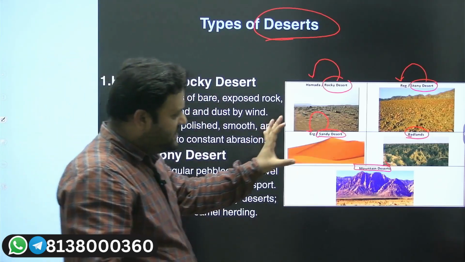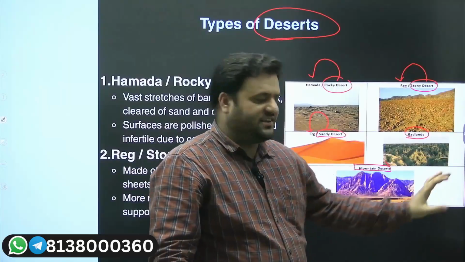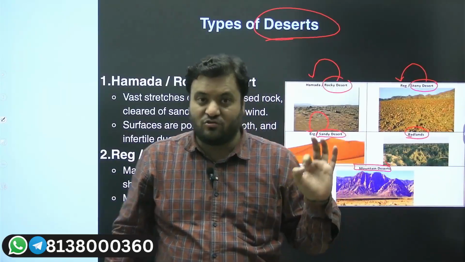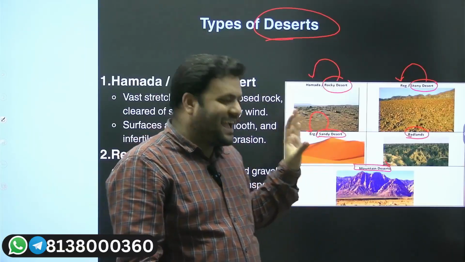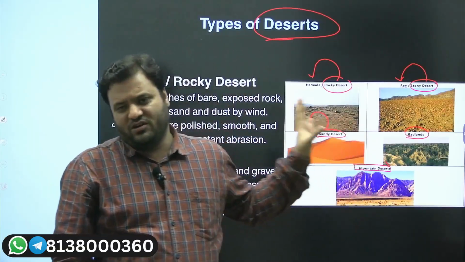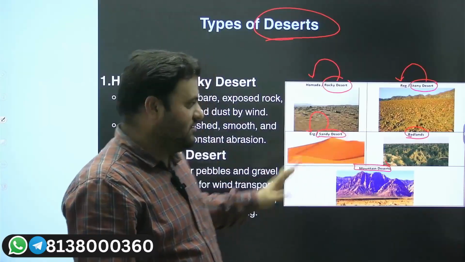There is one common feature in all of these deserts, and that is that there is no vegetation or almost less vegetation, or there is scanty rainfall. The rainfall is almost scanty here.